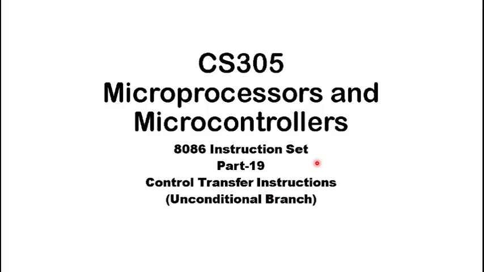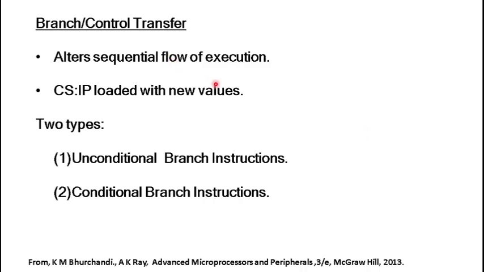This is part 19 of 8086 instruction set, and we will see unconditional control transfer instructions. Control transfer instructions help us to alter the sequential flow of execution of a program. Altering sequential flow of execution means that either the contents of IP has to be changed or the contents of CS and IP both have to be changed.